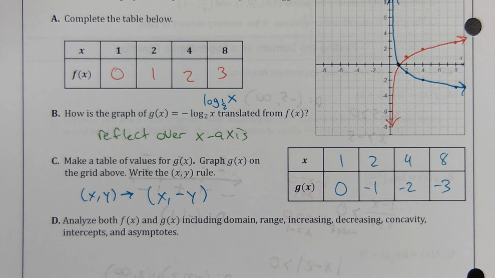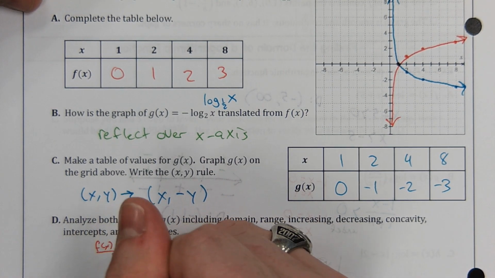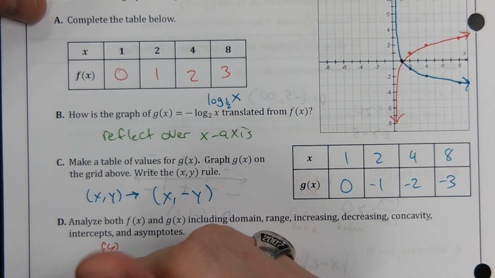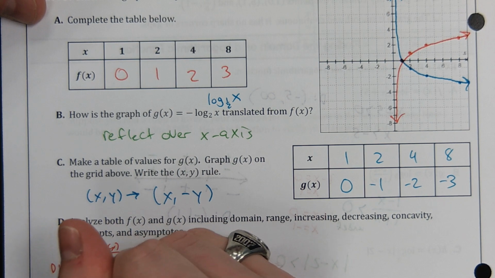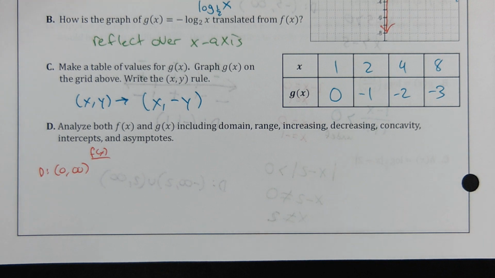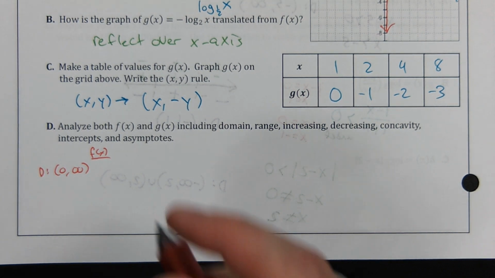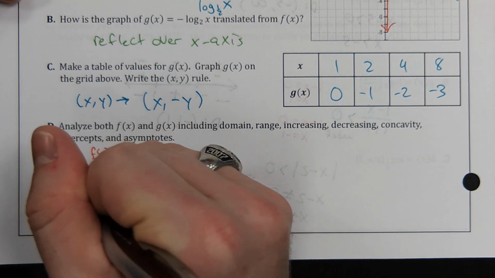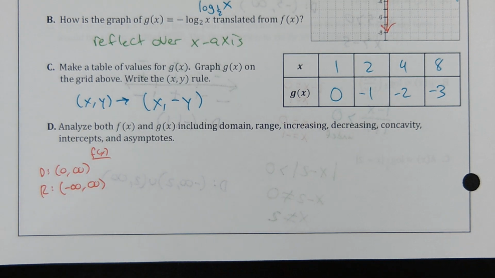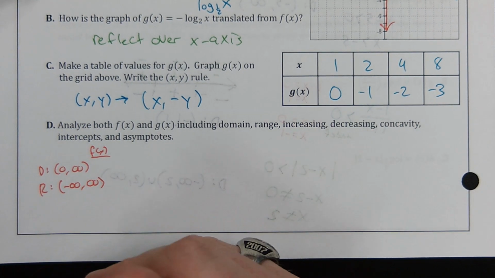Alrighty, the red one, which is f of x. Domain is pretty clear, from 0 to infinity. The range of every standard logarithm, meaning you've just done normal transformations, shifting, reflecting, things like that, is all real numbers. The range of all regular logarithms is all real numbers. Domain, range, the red graph.